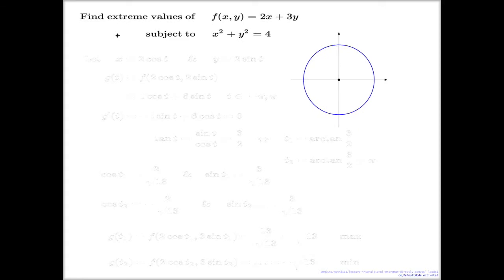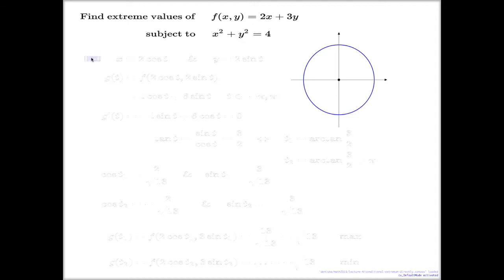Here, the same problem: find the extreme values of the function 2x + 3y subject to the constraint x squared plus y squared equals 4. We can proceed the way we proceeded with the triangle problem. We can parameterize the boundary. In this problem, it's a perfect case to do that because the circle has a very beautiful, symmetric, and nice parameterization.